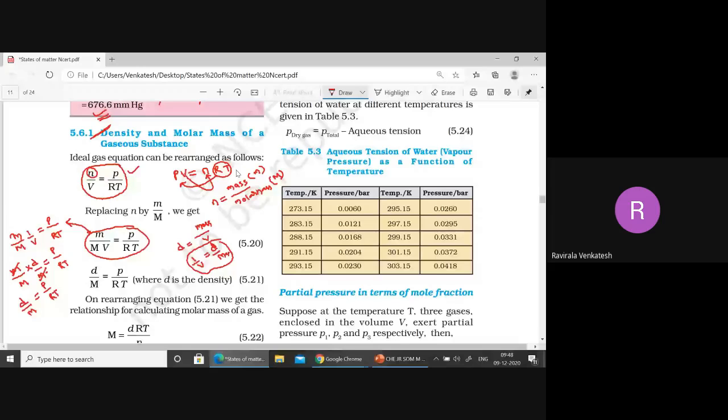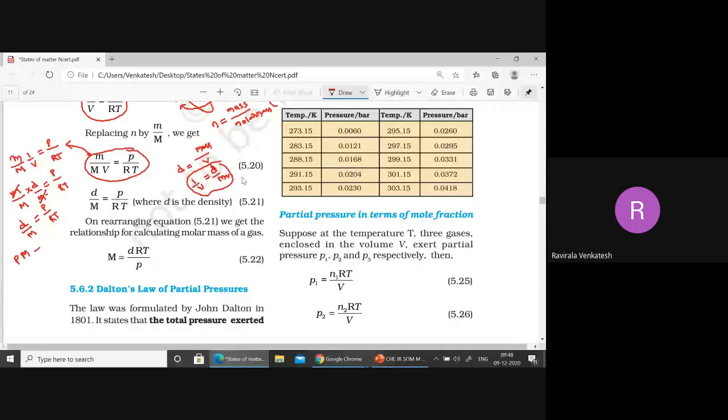Now, based on this, what I am writing here, PM is equal to what? Capital M is the molar mass, molecular weight. It is equal to dRT. So PM is equal to dRT. Remember this formula. Previous case, PV is equal to nRT. Now this one is called PM is equal to dRT. Based on this, M is equal to dRT by P.